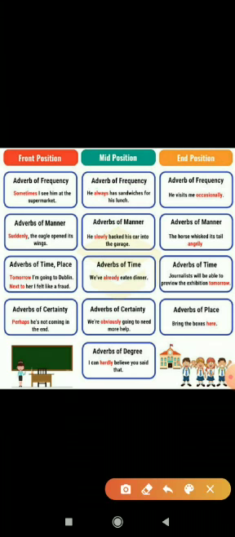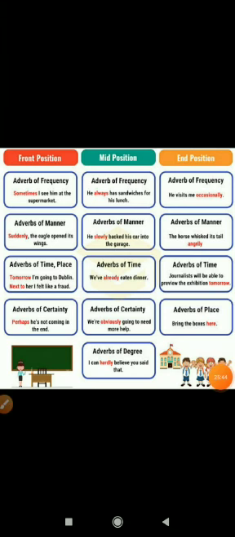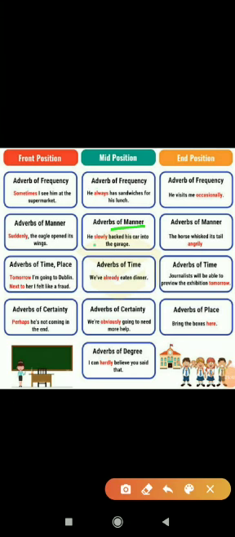Next example is an adverb of manner. Slowly. Slowly is an adverb of manner. He slowly backed his car into the garage. Adverbs of manner tell us in which way he put the car back into the garage. He slowly backed his car into the garage. Here again we can see that this adverb of manner takes mid position.